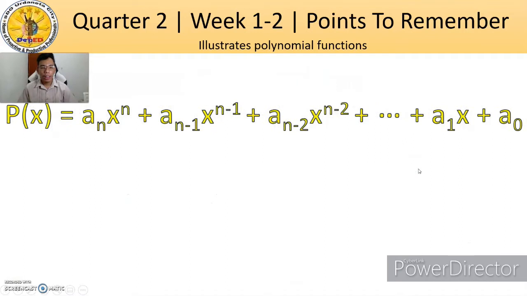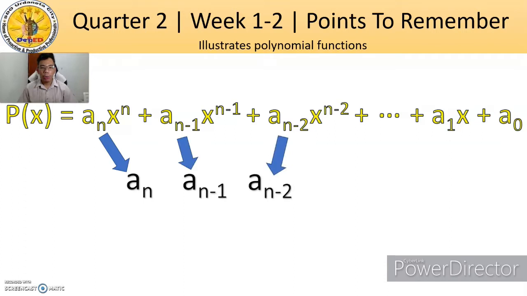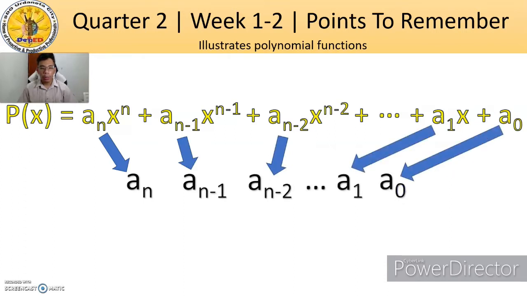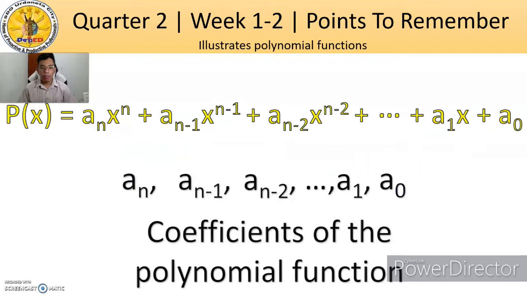Now, let us consider the numbers associated with our variable x. Here, a sub n, a sub n minus 1, a sub n minus 2, to a sub 1, and a sub 0. These are what we call the coefficients of the polynomial function.